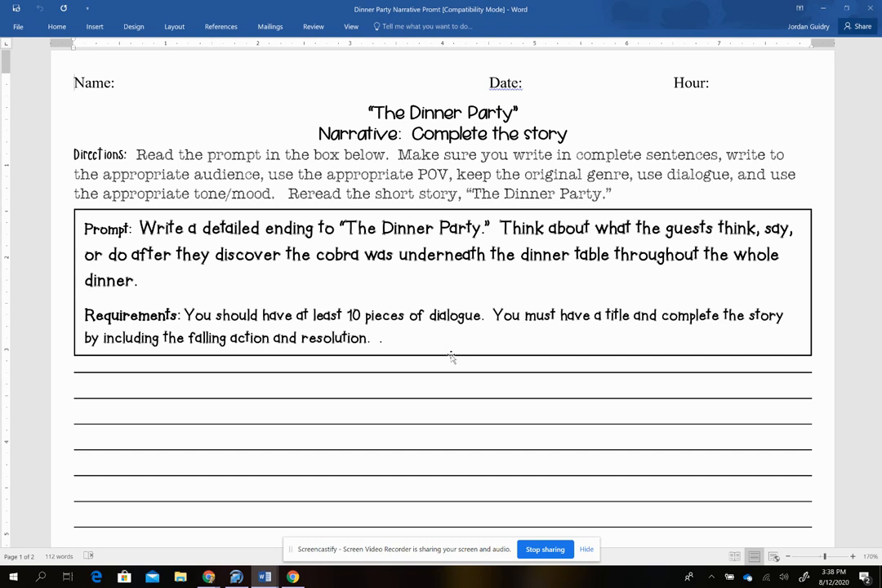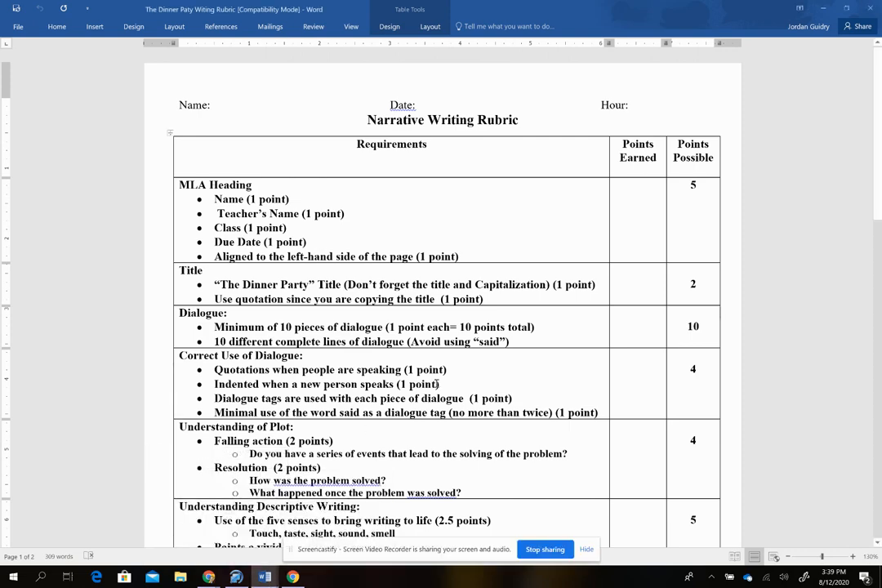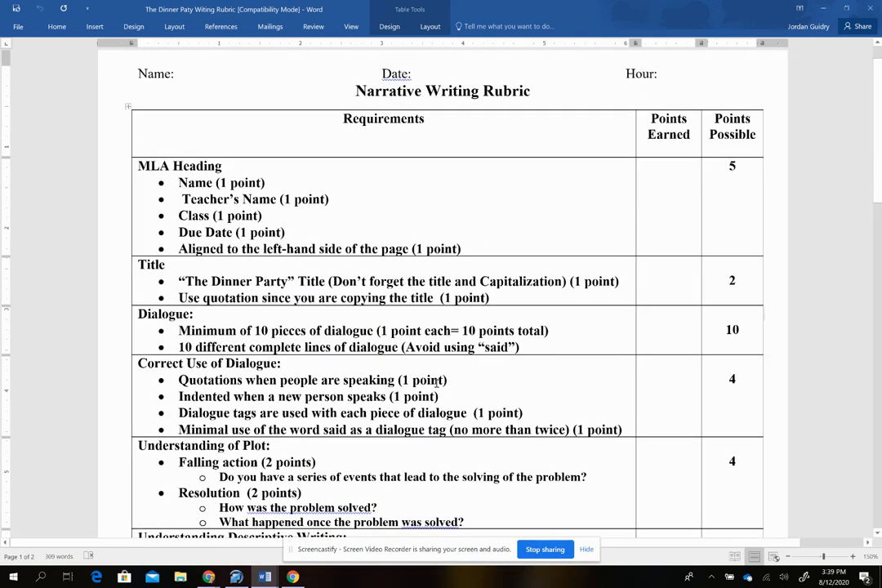So your writing prompt says, write a detailed ending to the dinner party. Think about what the guests think, say, or do after they discover the cobra was underneath the dinner table throughout the whole dinner. Your requirements are you should have at least 10 pieces of dialogue and you must have a title and complete the story by including the following action and resolution. So we continue to look, I'm going to show you guys your narrative writing rubric. So this is your rubric or how you're going to be graded on this particular assignment.